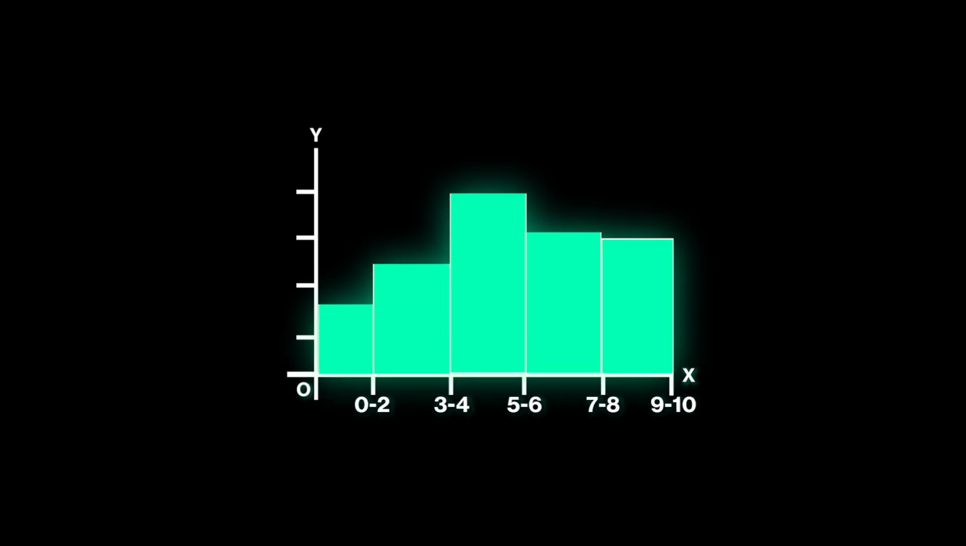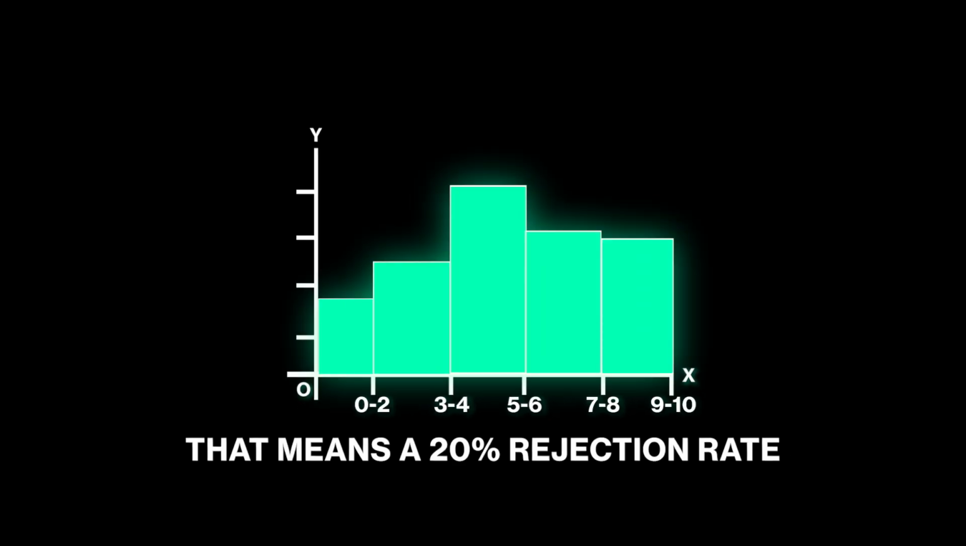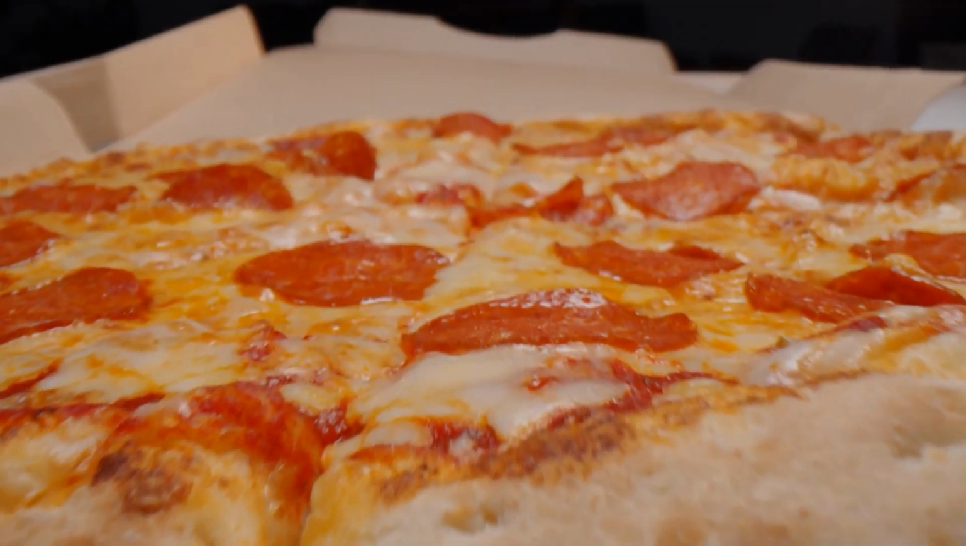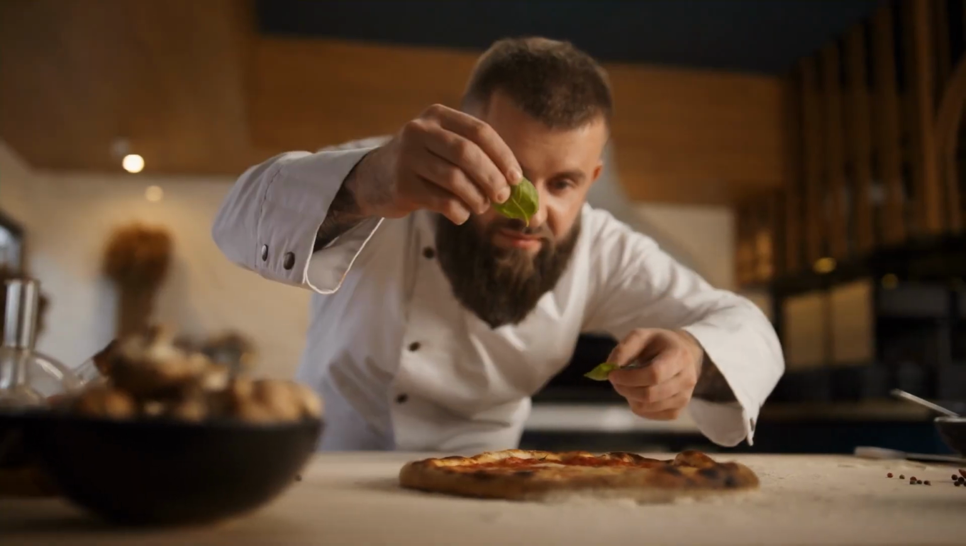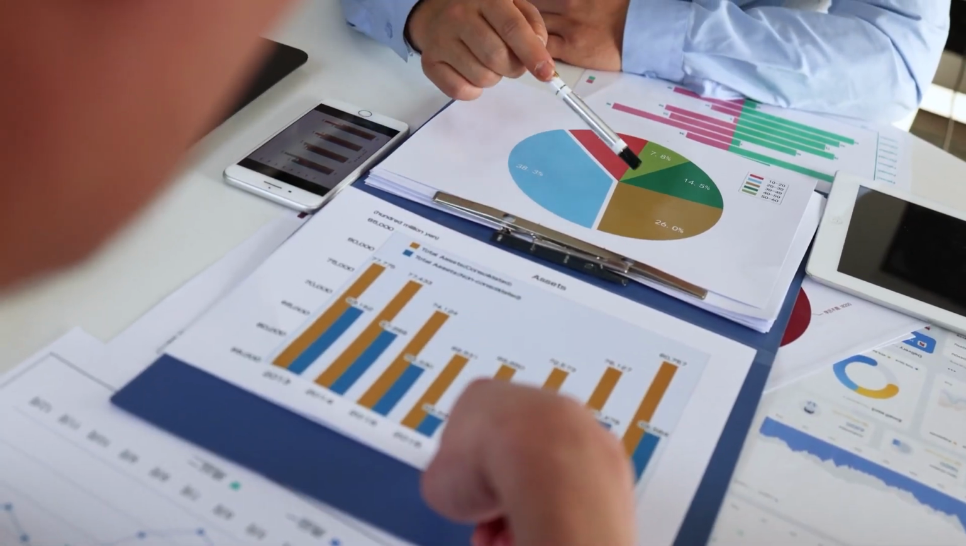The histogram shows that 20 pizzas land in the 0-4 range. That means a 20% rejection rate. Yikes! Now they know something's wrong and they need to tweak the recipe, maybe retrain the staff, or even check the oven. The histogram might have just saved their business.